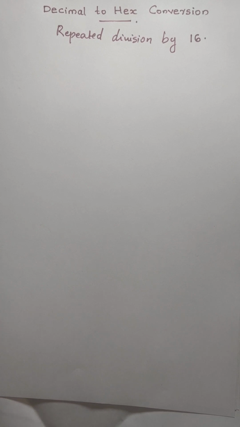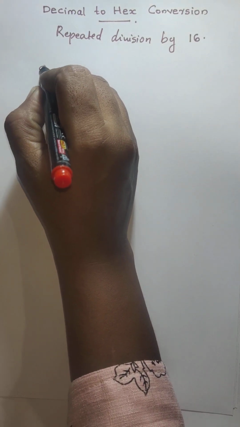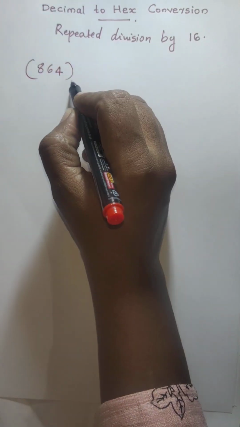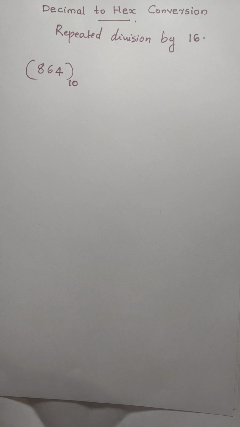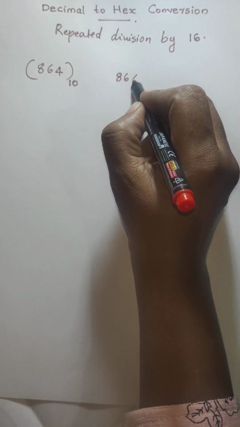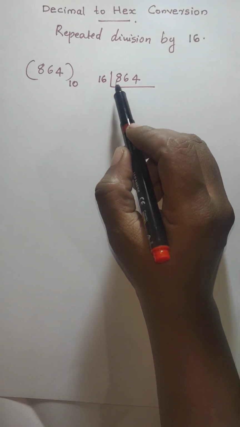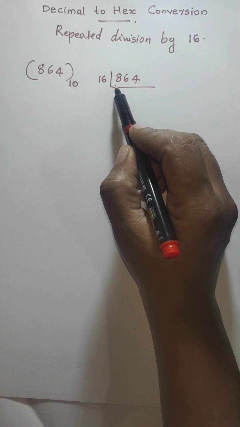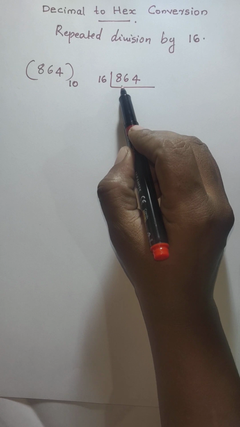Let's do one example. Decimal to hex: 864. This is the decimal value. So what is the radix? 10 is the radix. How can we convert this decimal number into hexadecimal? We have already said: repeated division by 16. So 864 by 16. How many 16s are there in 8? 8 is smaller than 16, so we take two digits, that is 86. How many 16s are there in 86?